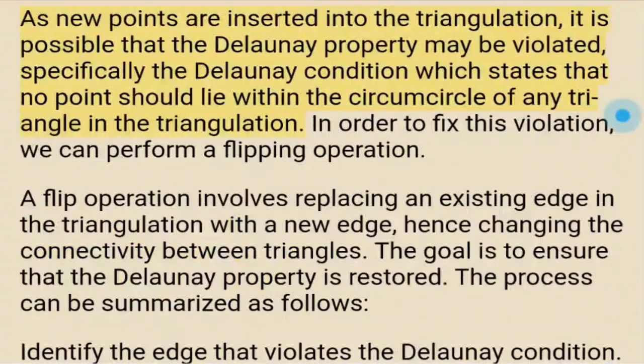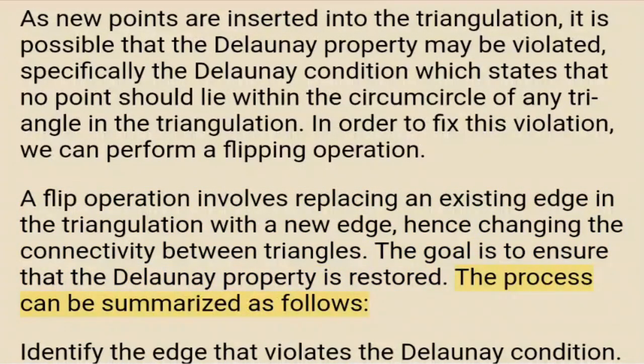4.4.1 Flipping. As new points are inserted into the triangulation, it is possible that the Delaunay property may be violated, specifically the Delaunay condition which states that no point should lie within the circumcircle of any triangle in the triangulation. In order to fix this violation, we can perform a flipping operation. A flip operation involves replacing an existing edge in the triangulation with a new edge, hence changing the connectivity between triangles. The goal is to ensure that the Delaunay property is restored.